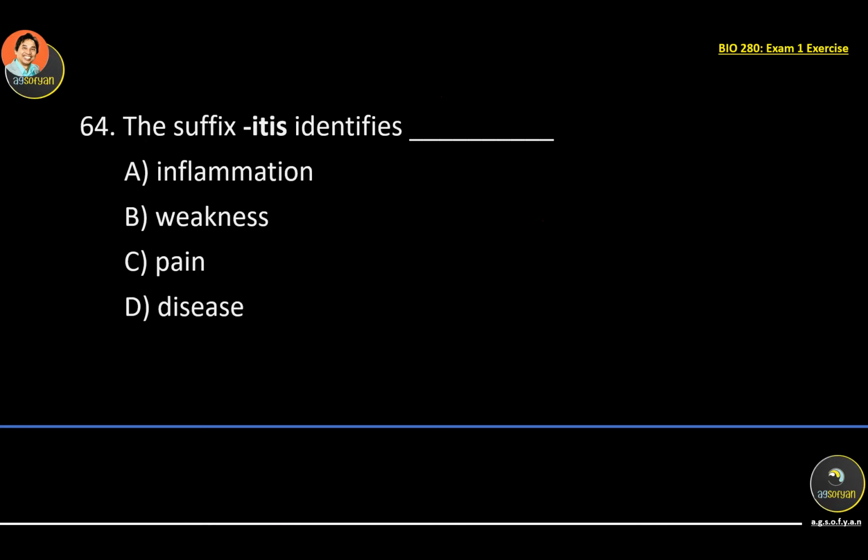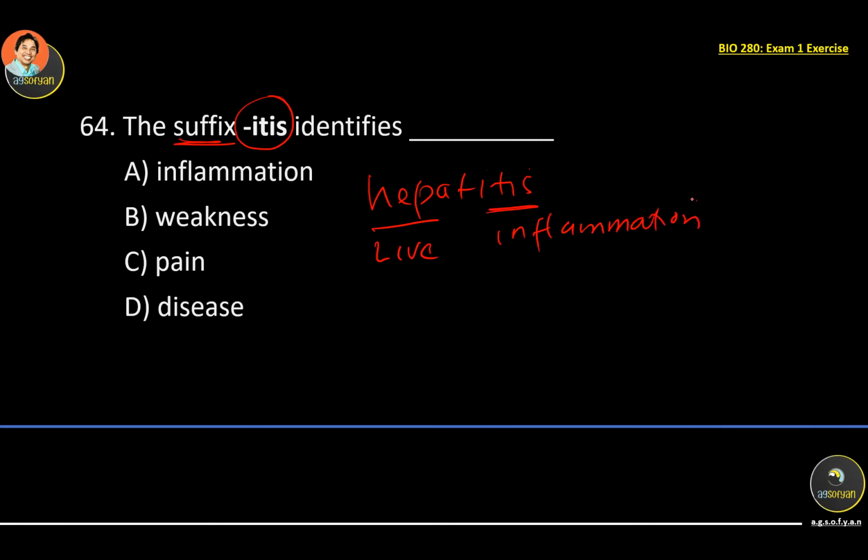The suffix, now this is a suffix now. Okay, itis. I think we heard this a lot. Right? What does that mean? A, B, C, or D? It means like hepatitis. What does hepatitis mean? Inflammation of liver, hepatitis. This is liver, itis means inflammation. Inflammation of liver. So itis means inflammation.